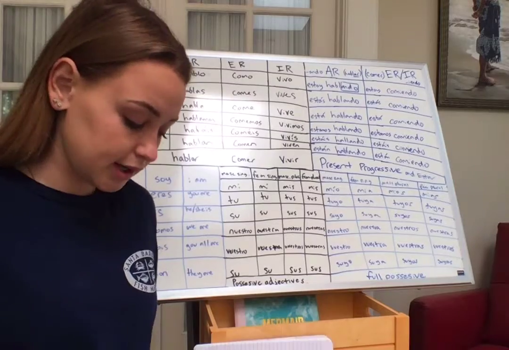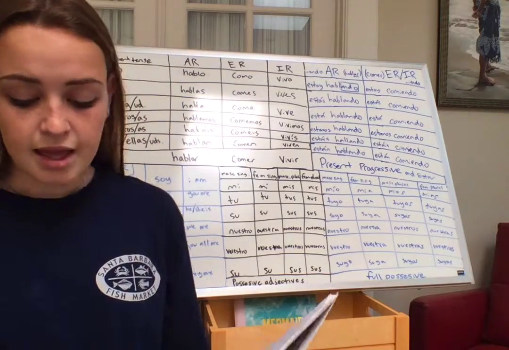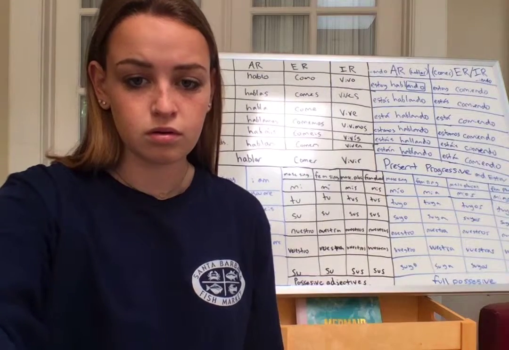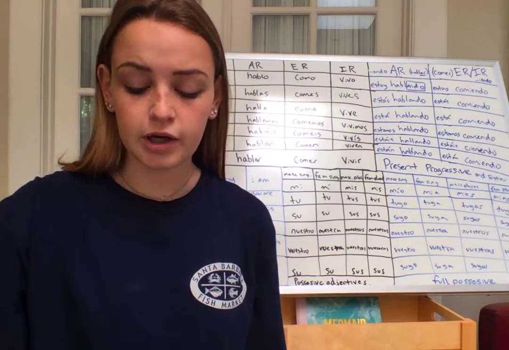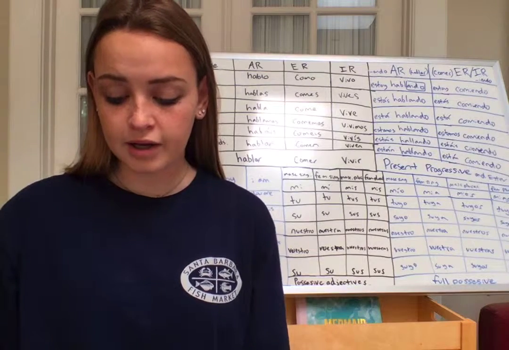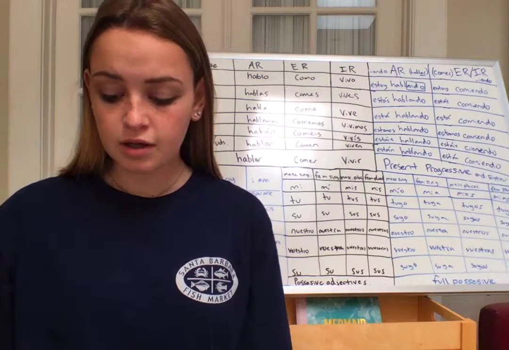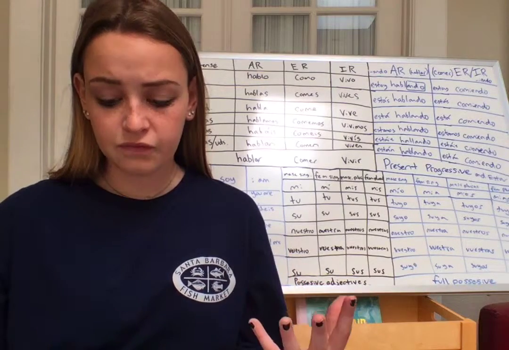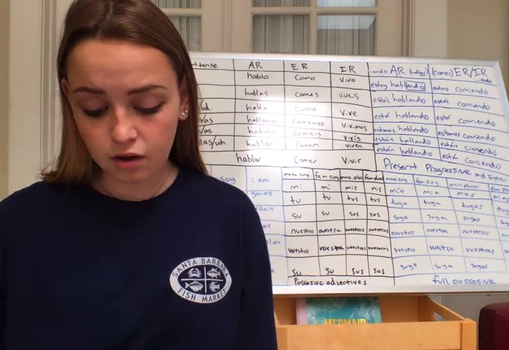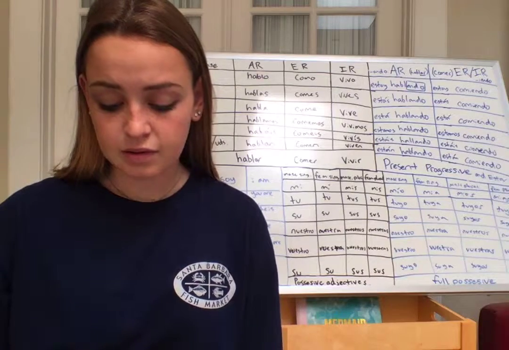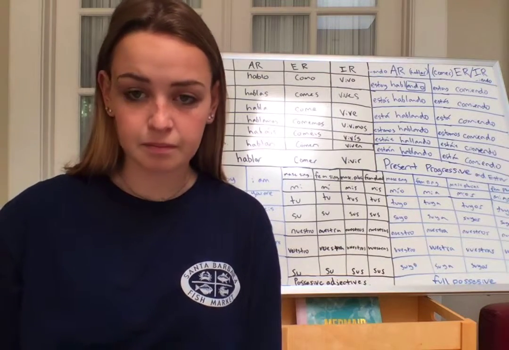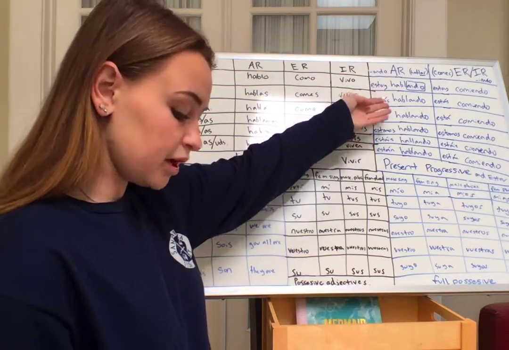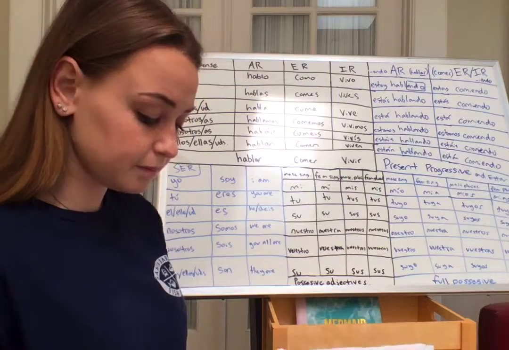Estar is also an irregular verb. It is used when talking about location, a state of how you're feeling, and also personal assessments and a present ongoing action. Again, estoy hablando, I am talking.